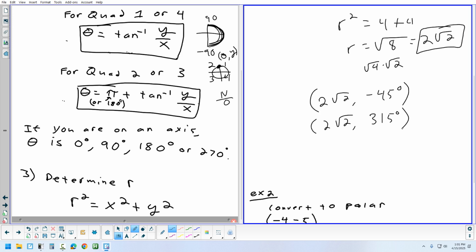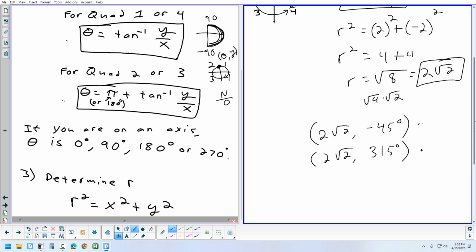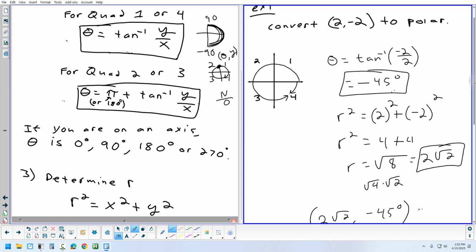If it was a multiple choice question, you would not see both of these listed. You'd see one or the other. Any question how we got either one of them? All right, so that was in quadrant 4, so you did not need to add the 180.